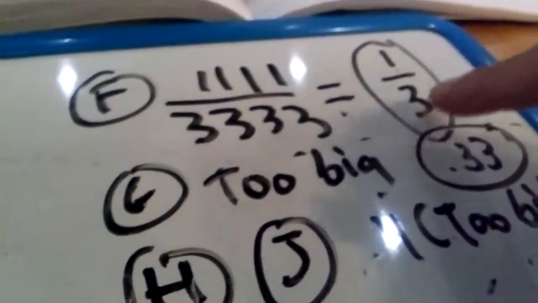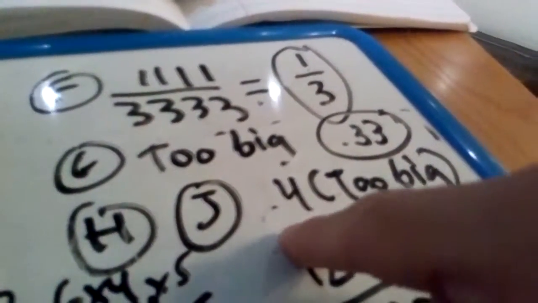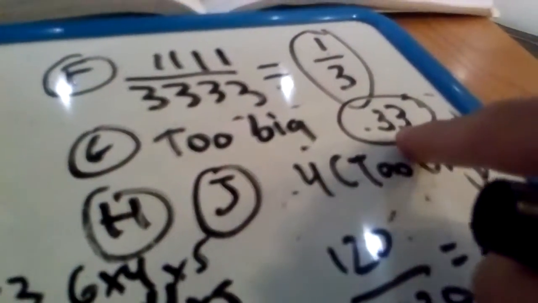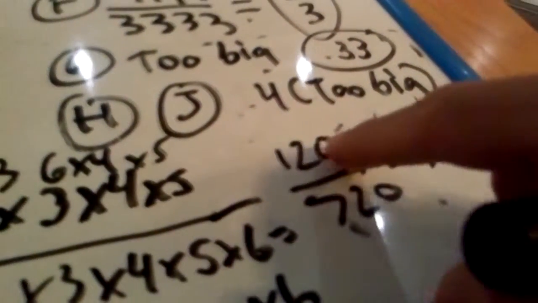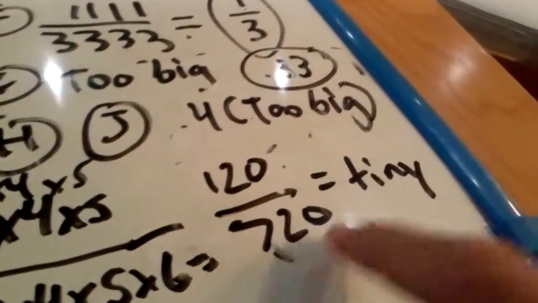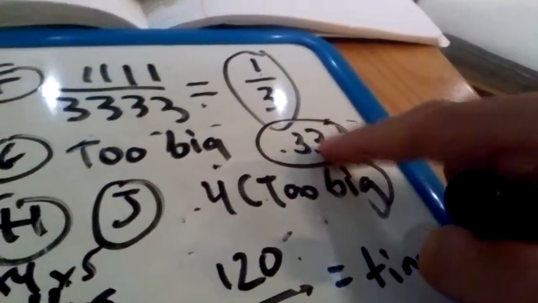So there you have it, and the answer to 98 is K, because F was the same as 1/3, G was too big, and H and J share the same answer, 0.4, too big, because 0.4 is bigger than 0.33. And the last one gave us this fraction. It's your homework to divide 120 by 720 to notice that the answer is tiny, much smaller in fact than this.